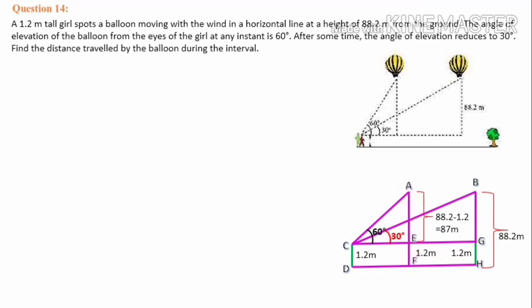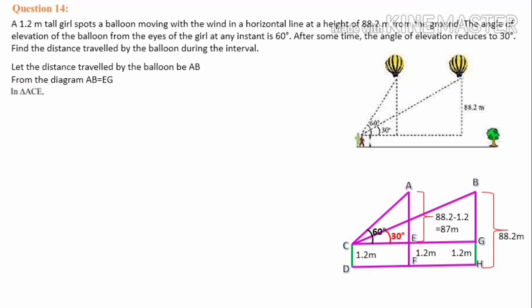The length of AF is the same as BH, 88.2 meter. Here EF is 1.2 meter, so AE we can calculate by subtracting 1.2 from 88.2, so we get 87 meter. So AE is 87 meter, which means BG is also 87 meter. I have not marked it here. So let's go for the calculation. Let the distance traveled by the balloon be AB. So distance AB we have to calculate. From the diagram, AB and EG are equal.